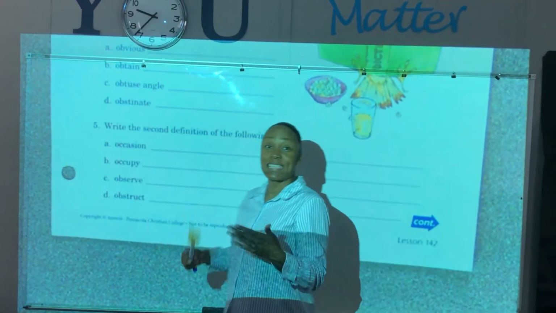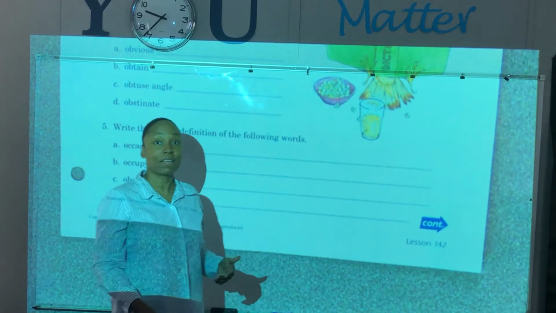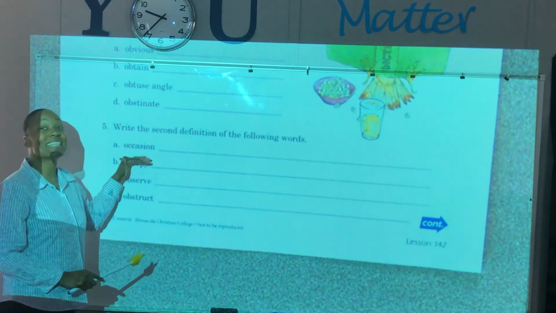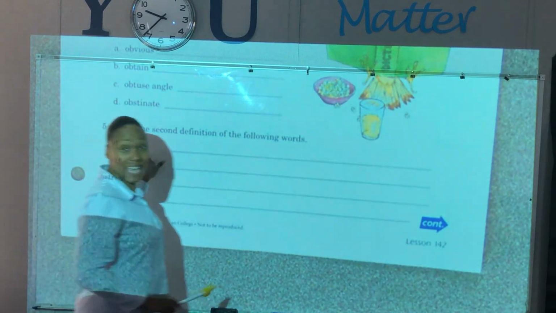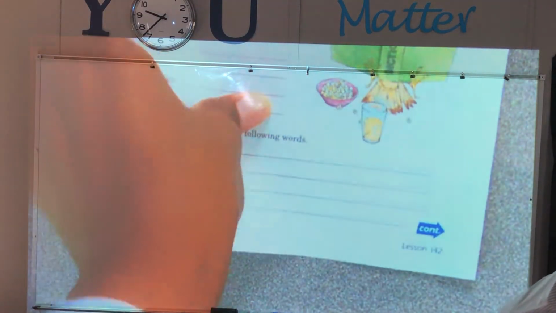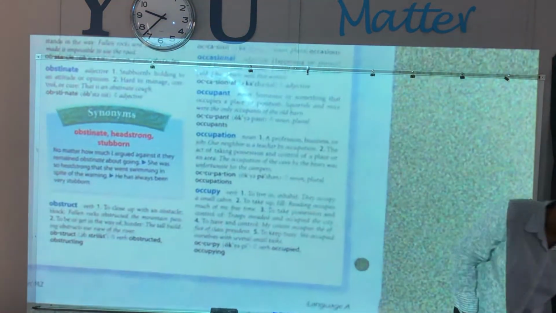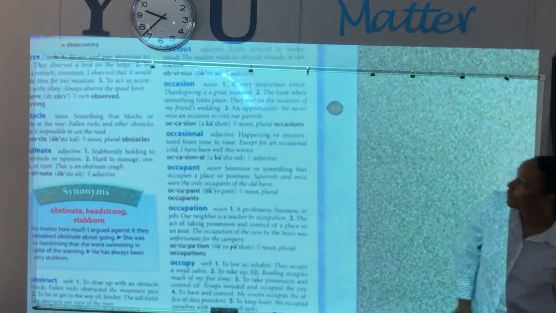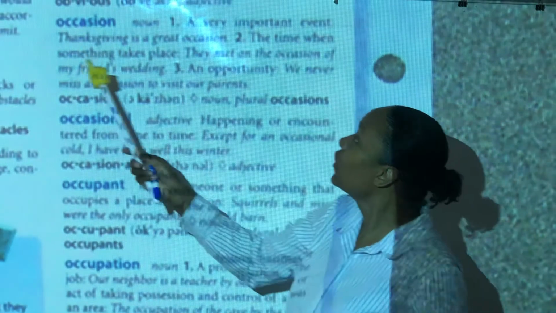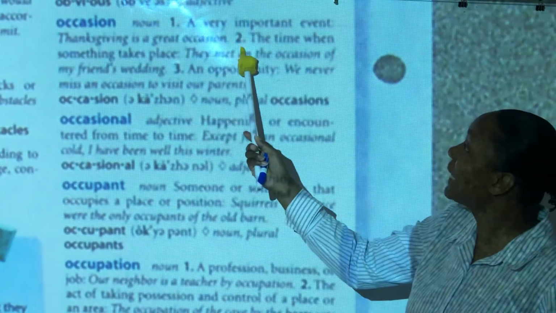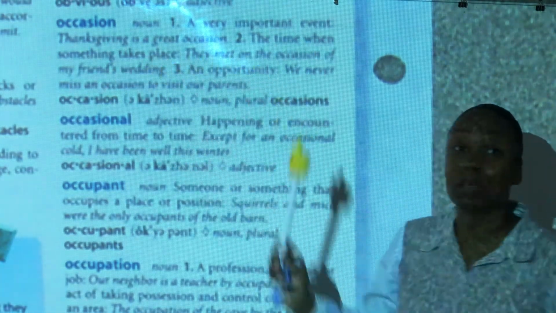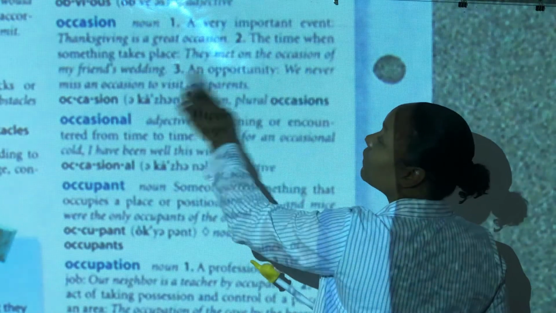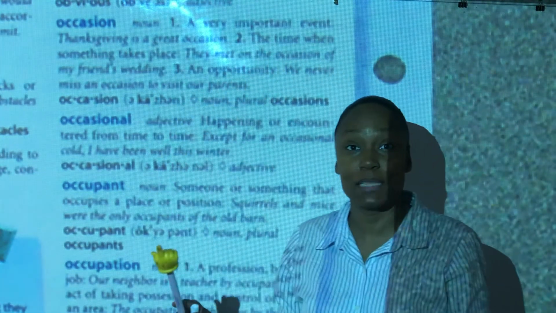Okay, number 5 is an example of words that have more than one definition. So it is asking you to write the second definition for each word. So if we were going to the word occasion, for instance, which would be located here, you would go not to the first definition, but the second one, and you would record that definition. So the time when something takes place. Now, keep in mind that what follows it is a sentence, so you're just writing the actual definition itself. All right, and there you have that page.